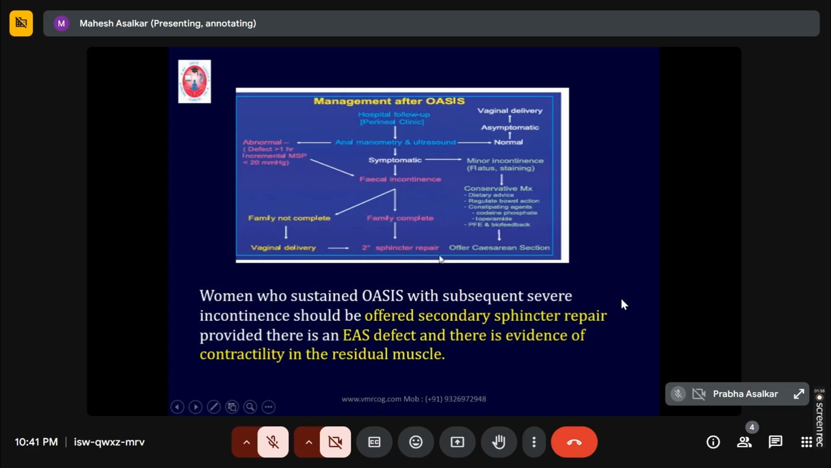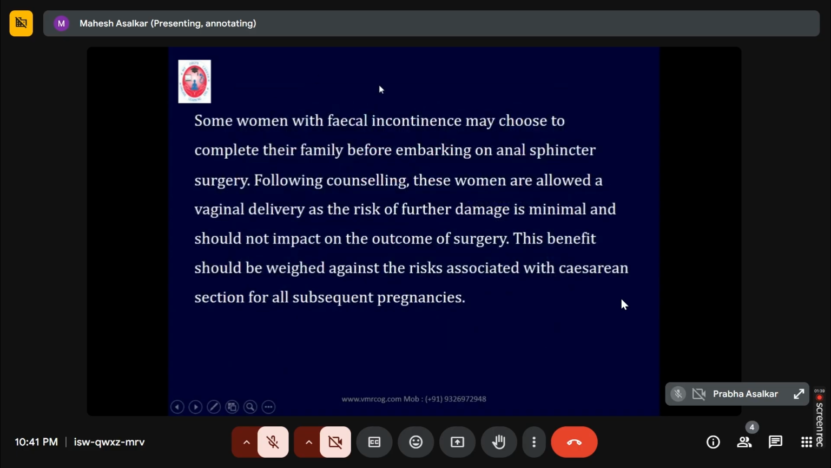Okay, so you offer them secondary sphincter repair. Some women with fecal incontinence may choose to complete their family before embarking on the anal sphincter surgery. Following counseling, these women are allowed a vaginal delivery as the risk of further damage is minimal and should not impact on the outcome of surgery. This benefit should be weighed against the risk associated with the cesarean section for all subsequent pregnancies.